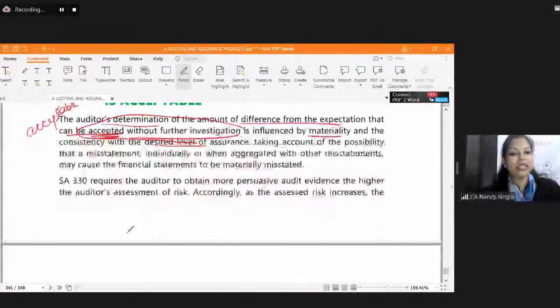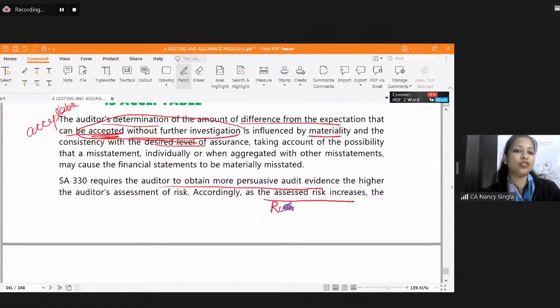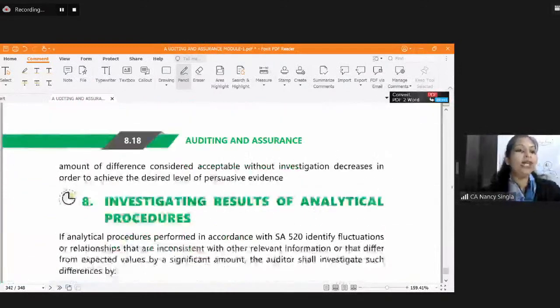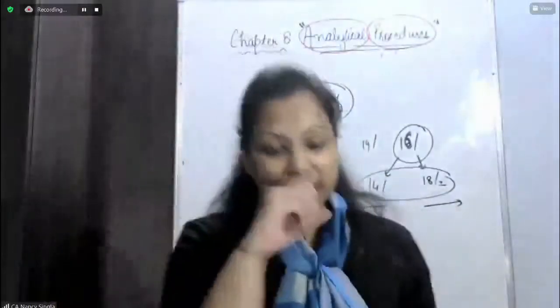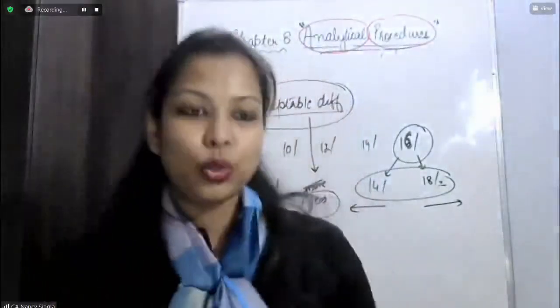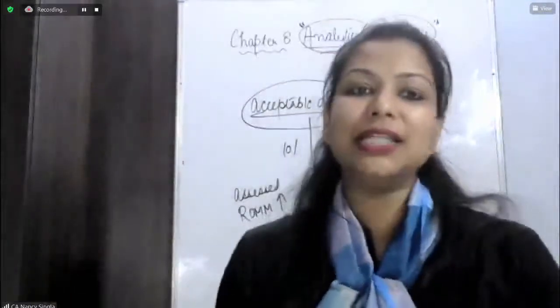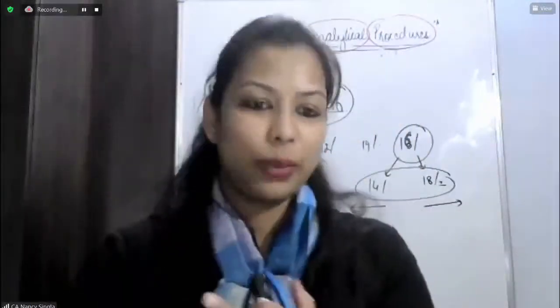SA 330 requires the auditor to obtain persuasive audit evidence. So it says if the assessed risk, the risk of material misstatement, is high, obviously the amount of difference considered acceptable without further investigation decreases. Right? Clear? Now, only 2 or 3 topics are left in this chapter, and I'll try to cover these, and we'll take the assignment parts on Wednesday.